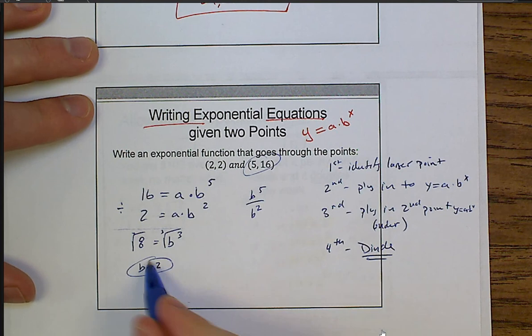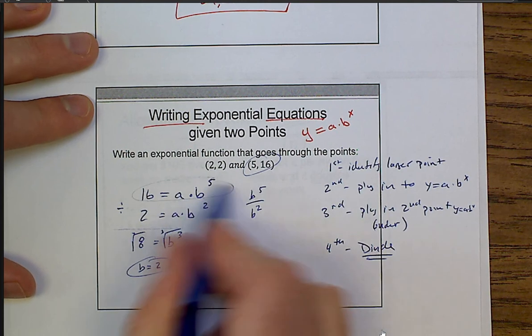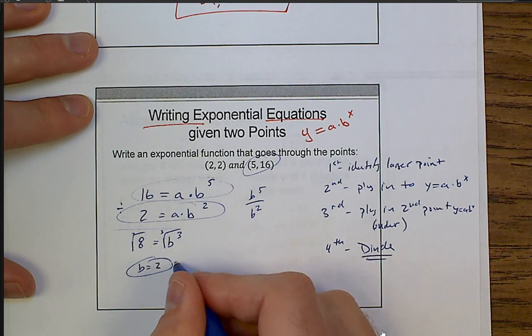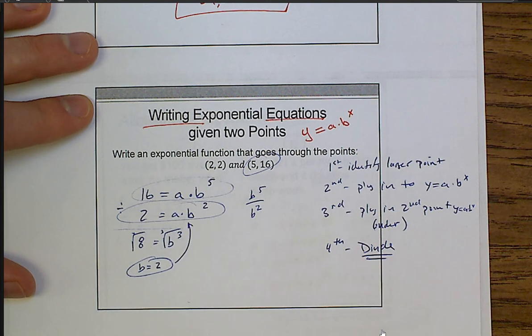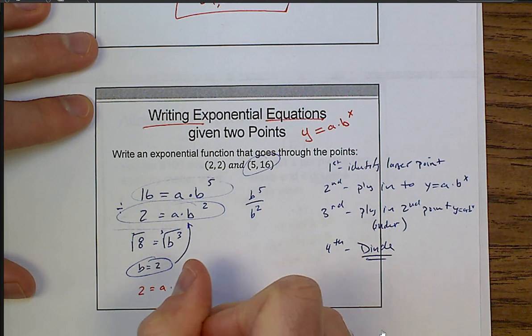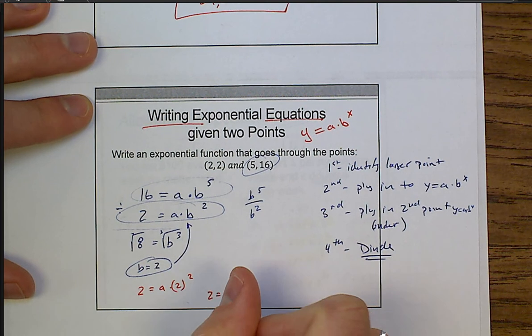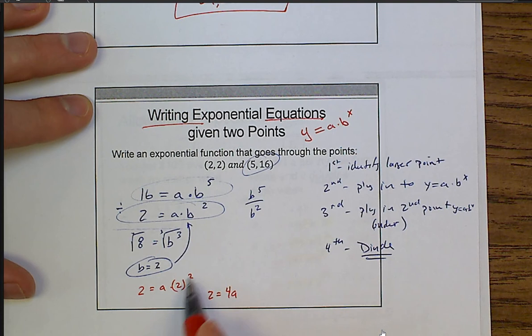And then to find your a value, we're just going to plug this into either one of the two original equations. I'm going to plug it into the second one here. So I'm going to have 2 equals a times 2, plugging in 2 for b, squared. So I get 2 equals basically 4a, right? 2 squared is 4 times a, and then I'm going to divide by 4, so I get a equals 1/2.